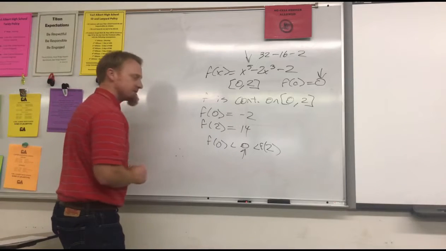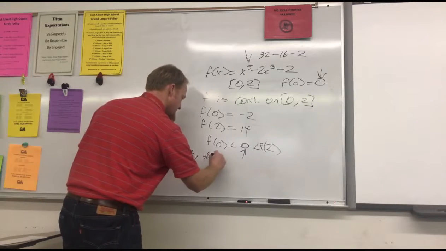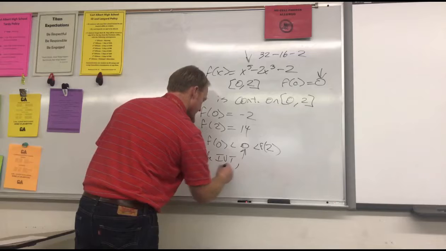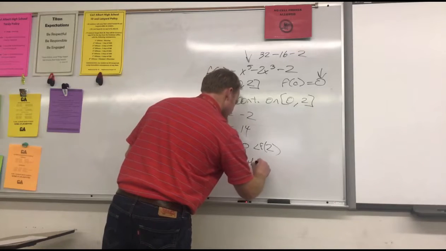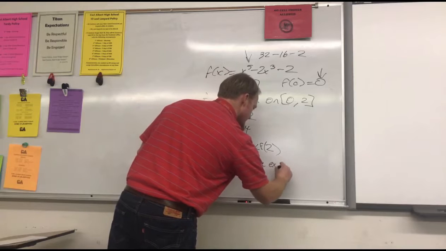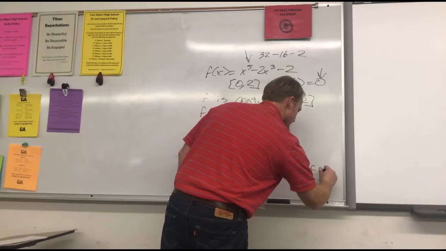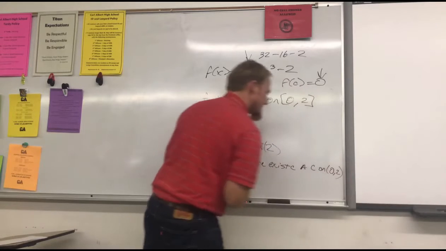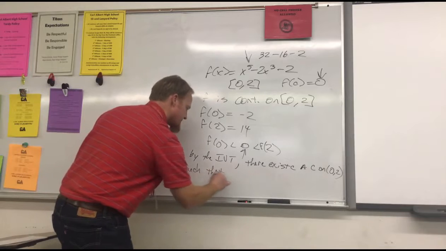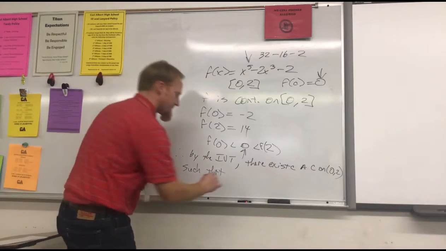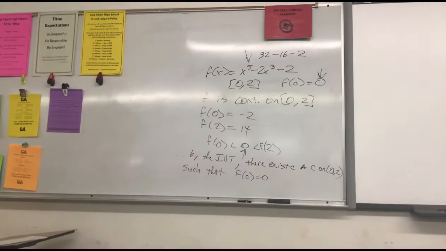Anybody remember what the statement is? Such that. All right, therefore by the IVT, there exists a c on 0 to 2 such that f of c equals 0. Very good.